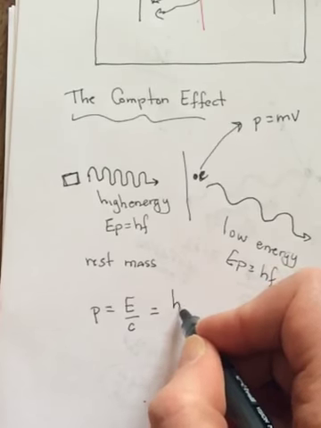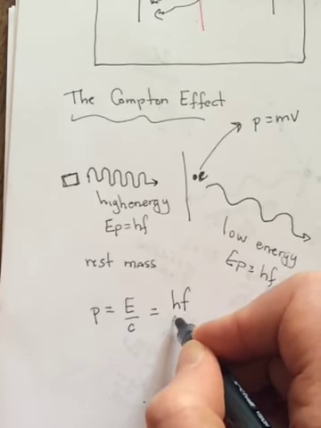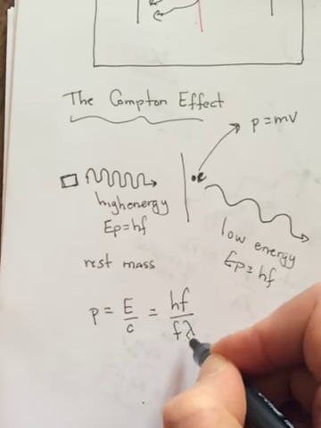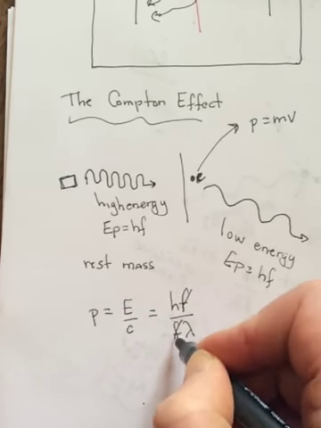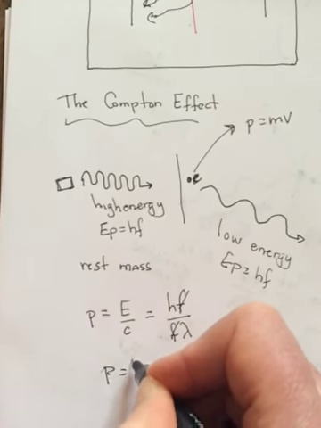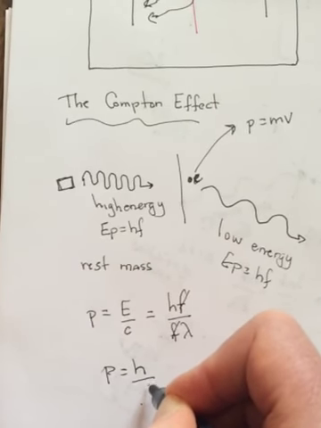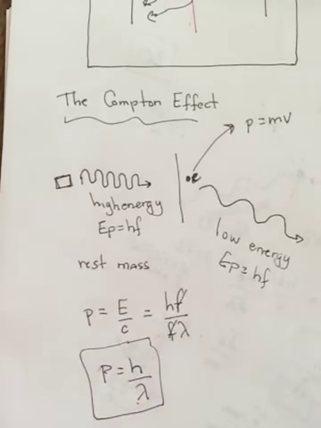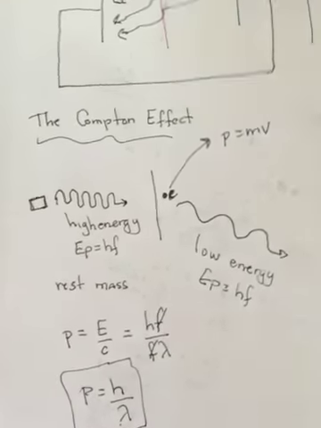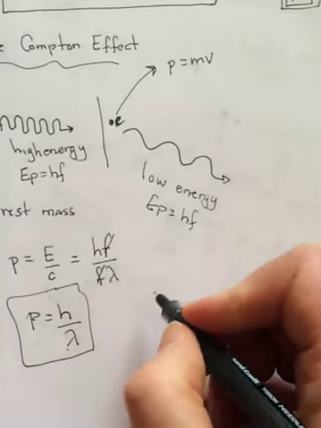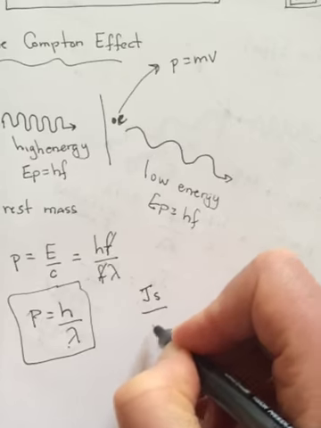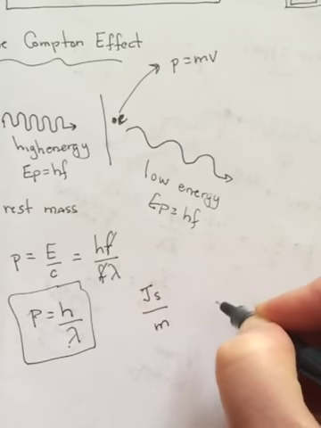And we know the energy of a photon is hf, and we know the speed of light is f lambda. And so the f's will cancel, and we get the momentum of a photon to be h over lambda. Okay? So this is our equation for momentum of a photon, and it is not dependent on the speed of light. If we look at the units, h is joule seconds, wavelength is meters.